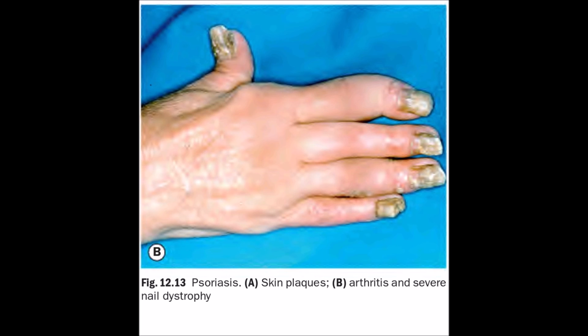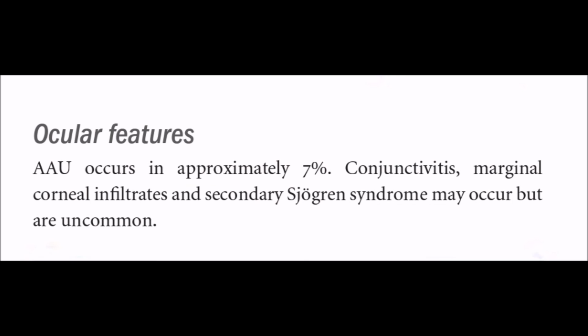Ocular features: acute anterior uveitis is present in approximately 7% of cases as opposed to 20% in reactive arthritis, and conjunctivitis, marginal corneal infiltrates, and secondary Sjogren syndrome may occur but are uncommon. So these are the spondyloarthropathies.